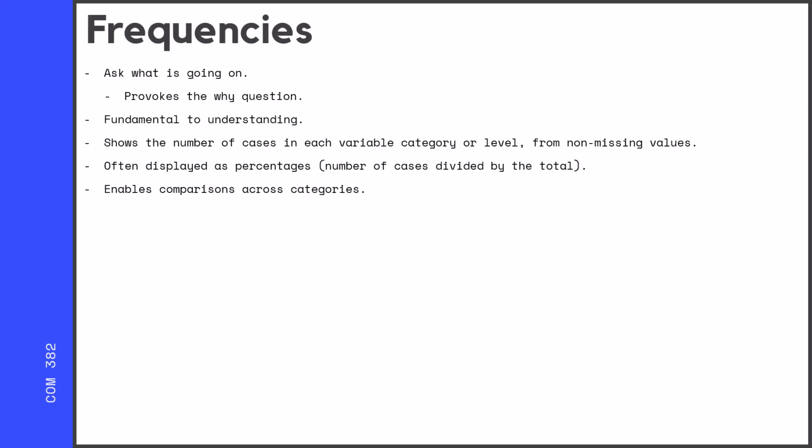So frequencies, this is what you're asking about what's going on. This provokes the why question. Frequencies are fundamental to understanding. You need to run the frequencies for every variable that you have. It shows the number of cases in each variable category or level. It's everything that is a non-missing value. It's often displayed as percentages, which, of course, are numbers of cases divided by the total, and this allows us to compare across categories.